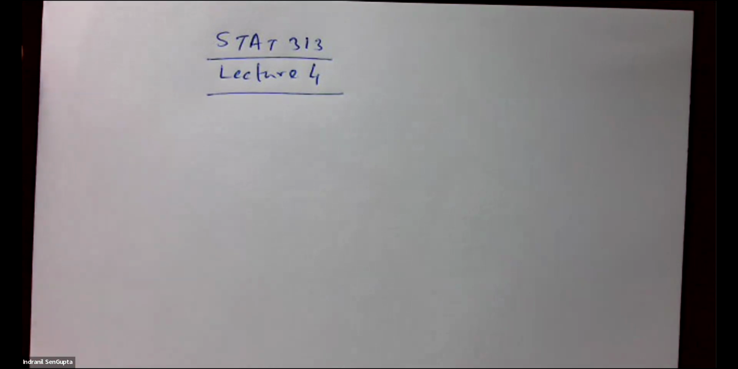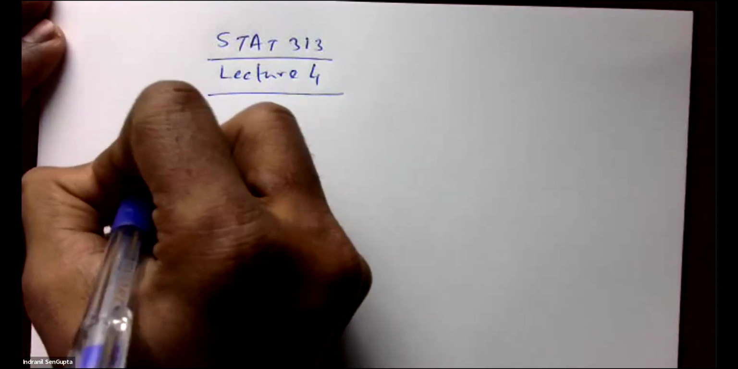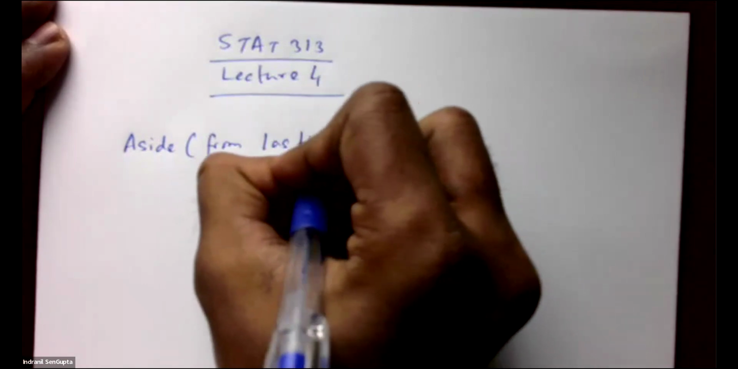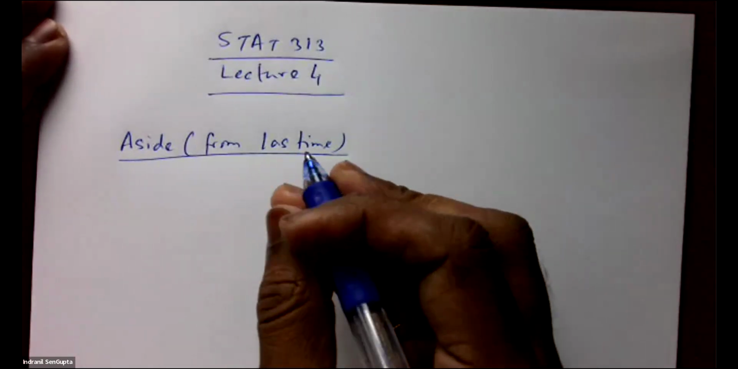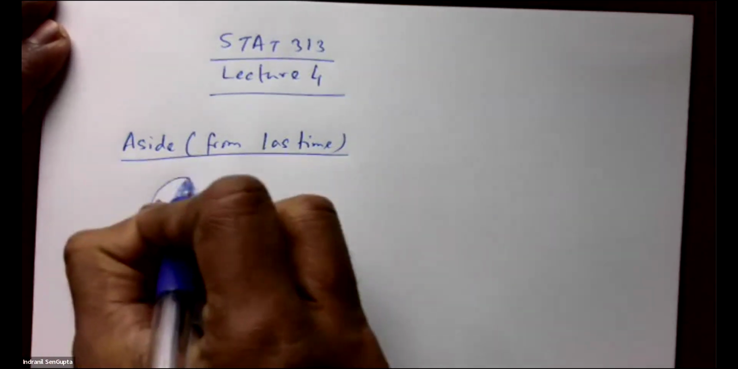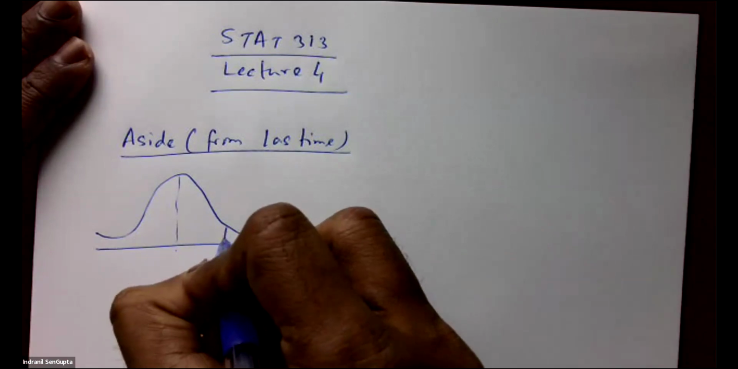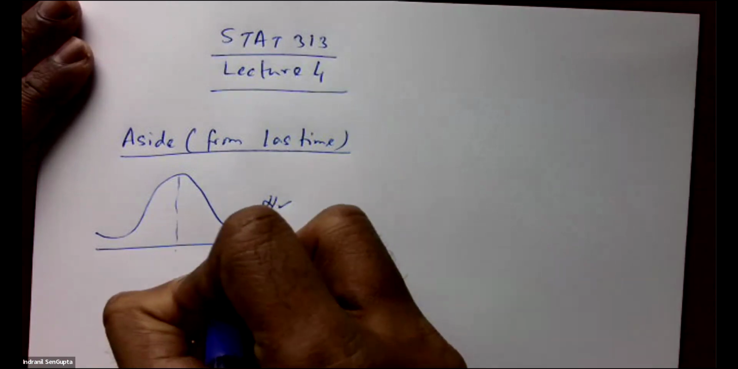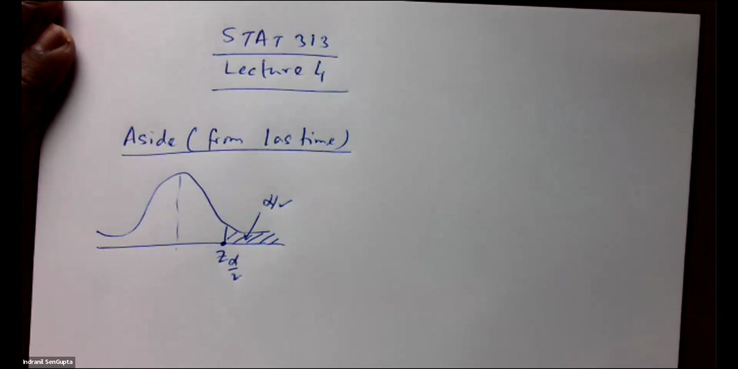Before starting anything, let me show you one thing that I forgot to mention last time. So here is an aside from last time. Last time we studied some critical values of Z. For instance, suppose this is the Z distribution, and suppose this region is alpha over 2. Then the value of this one is Z of alpha over 2, which appeared in my previous lecture.